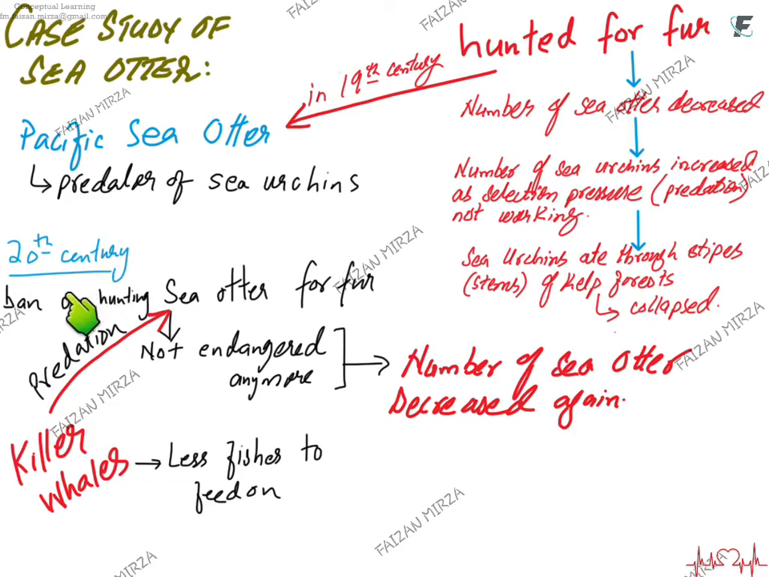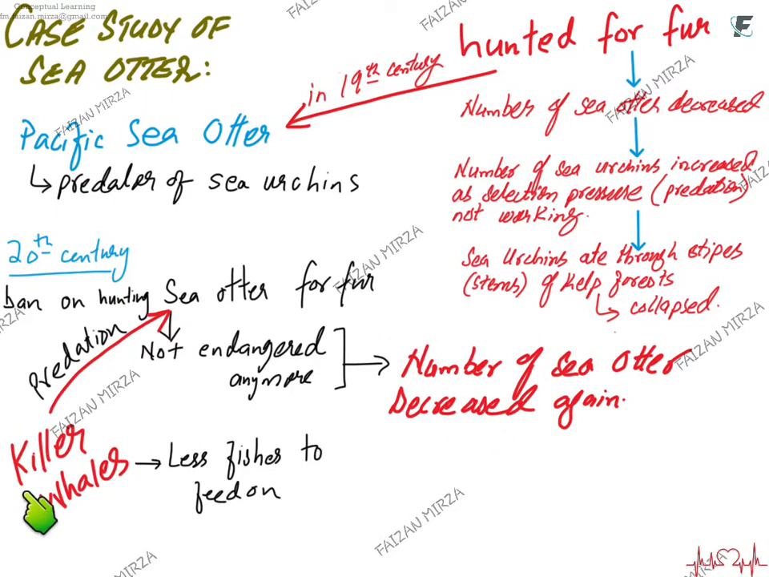What was done? In the 20th century, a ban on hunting sea otters for fur was imposed, and after that it was expected that the sea otter population should return to normal. It was not endangered anymore, but then suddenly, once again in the 20th century, the number of sea otters started to decrease again.